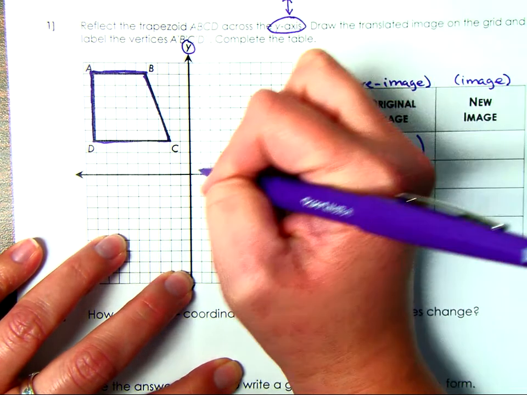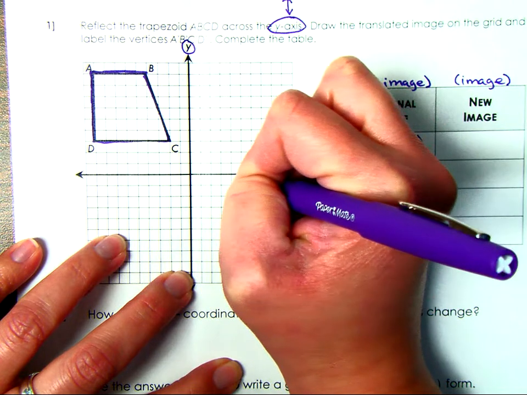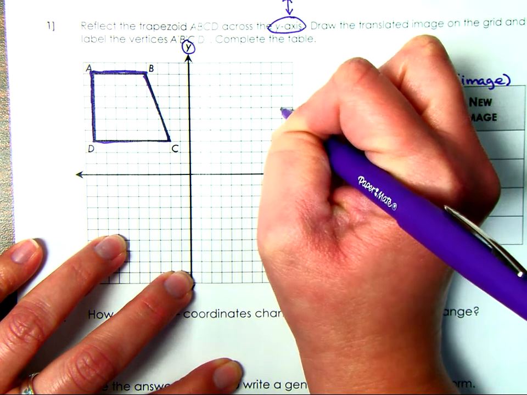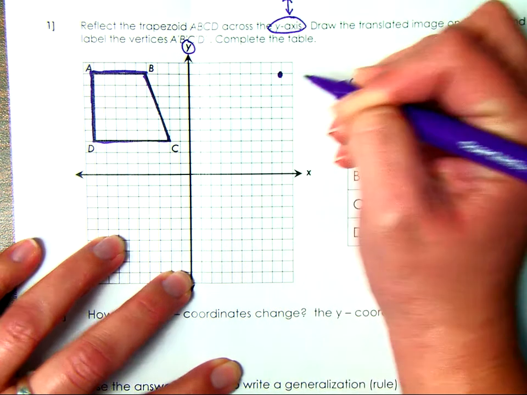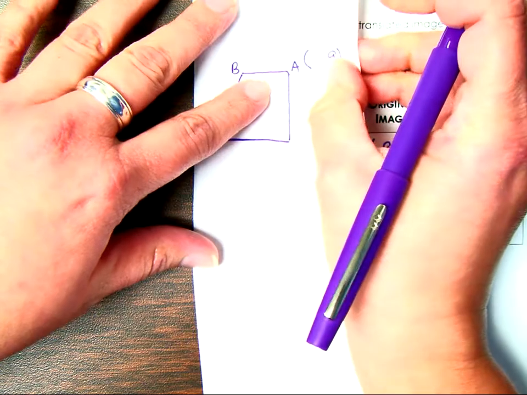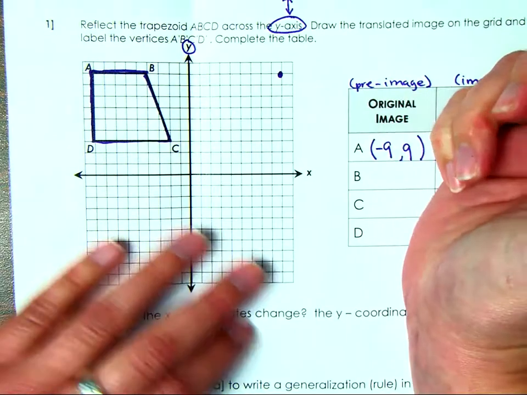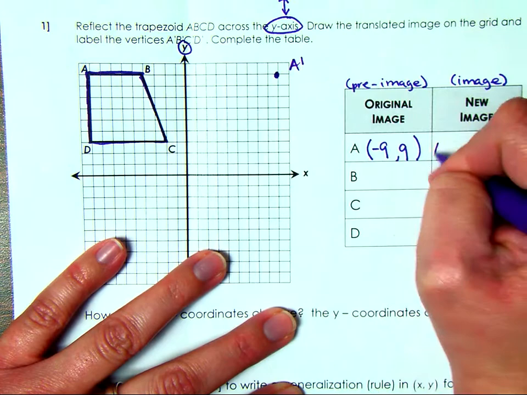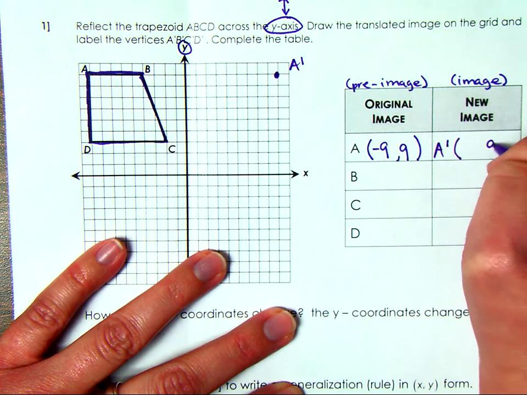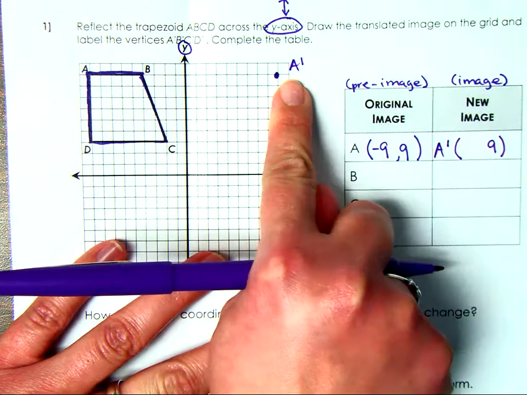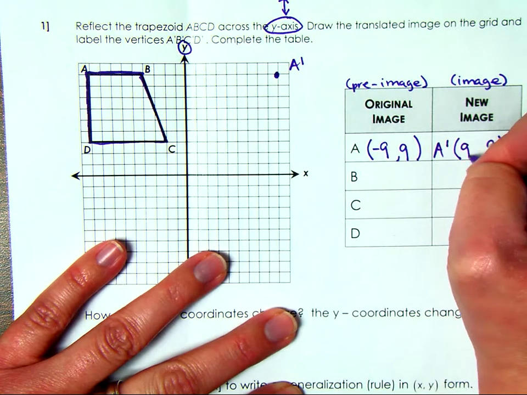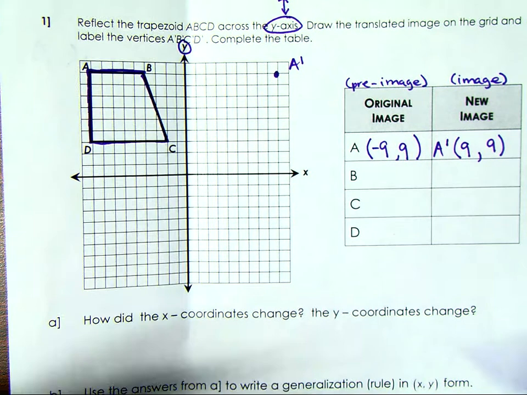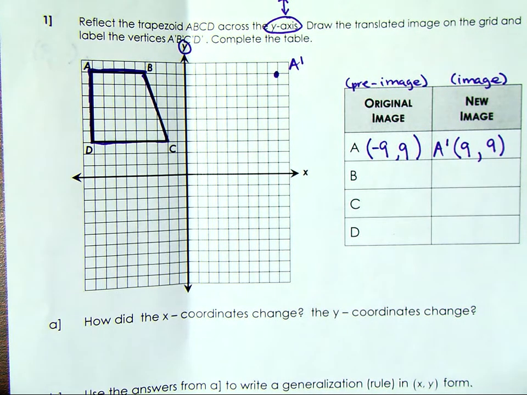So that means I'm going to go 1, 2, 3, 4, 5, 6, 7, 8, 9. And watch this. That's going to overlap just like that. So this is A prime. Okay, something to think about. A prime, I'm still the same height because I'm just reflecting over the y-axis, but my x is now positive 9. Okay? And again, this will make more sense once we see a few more examples.